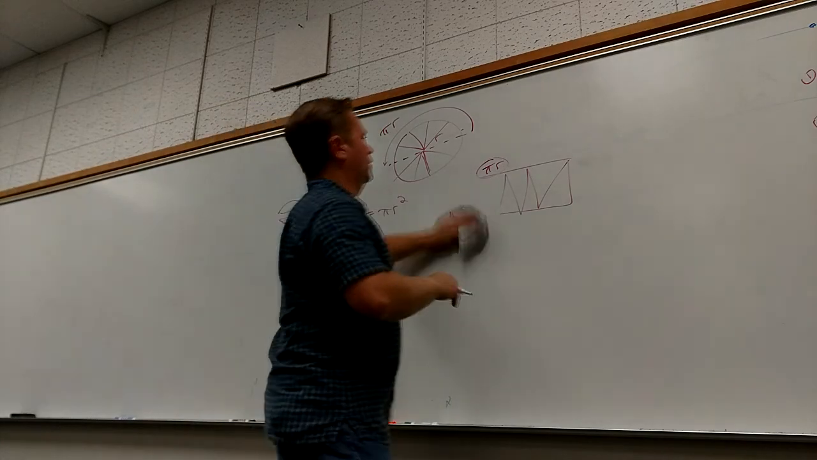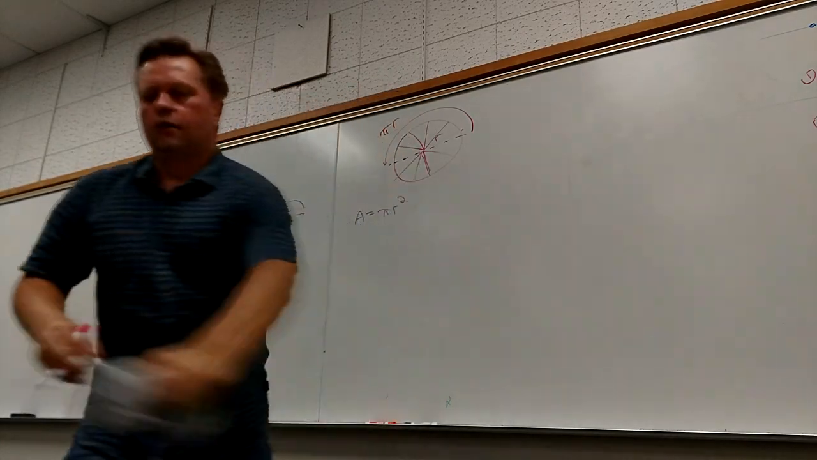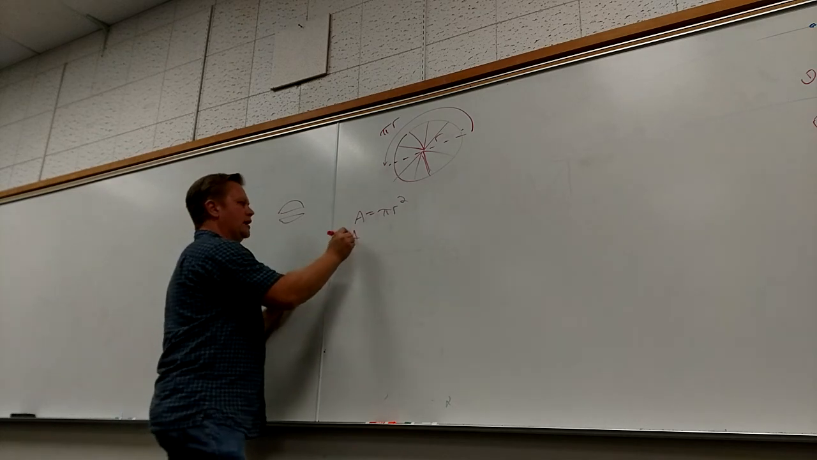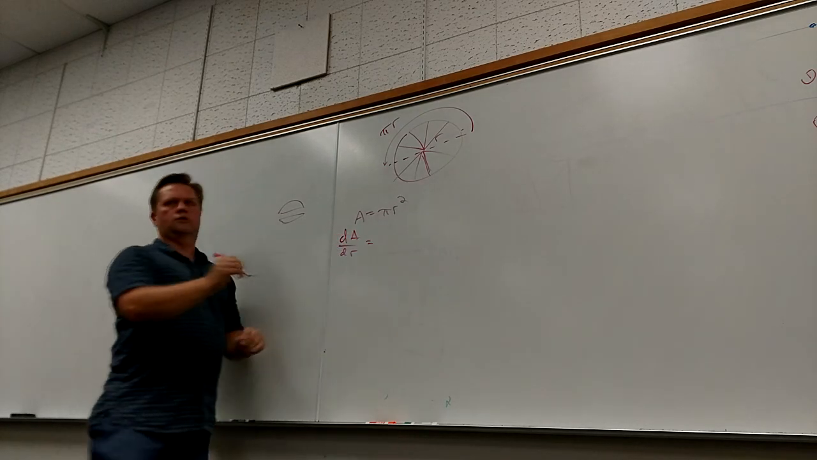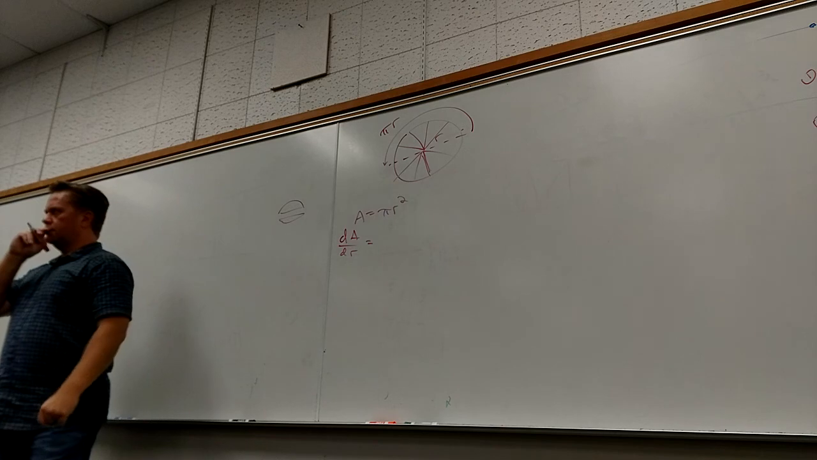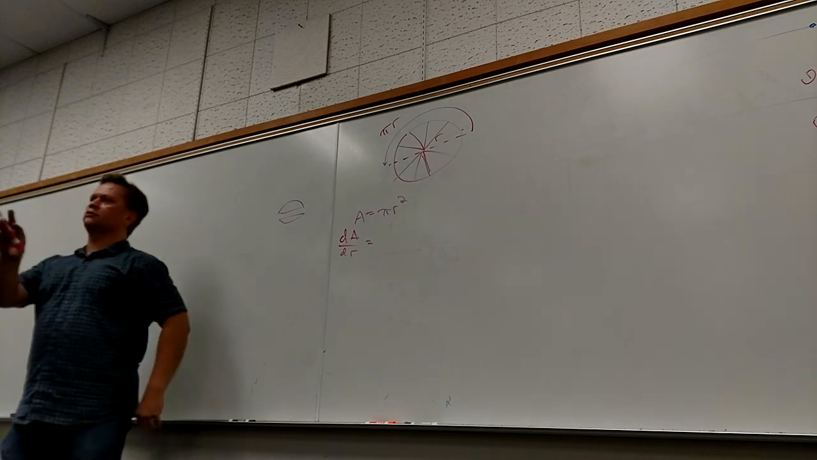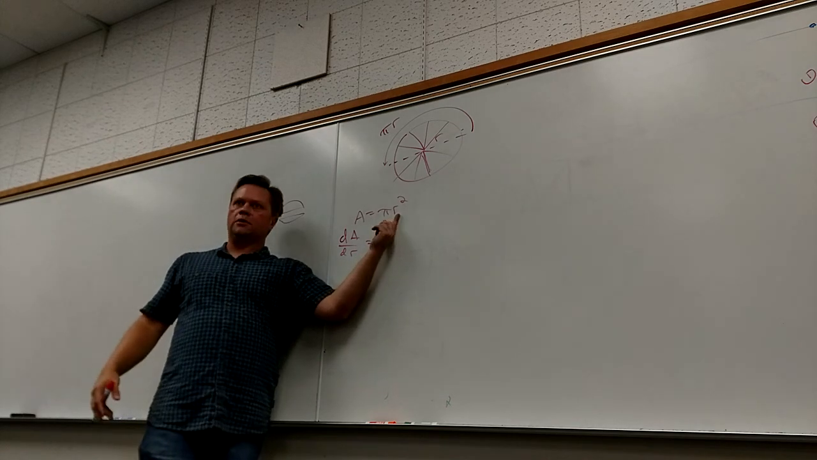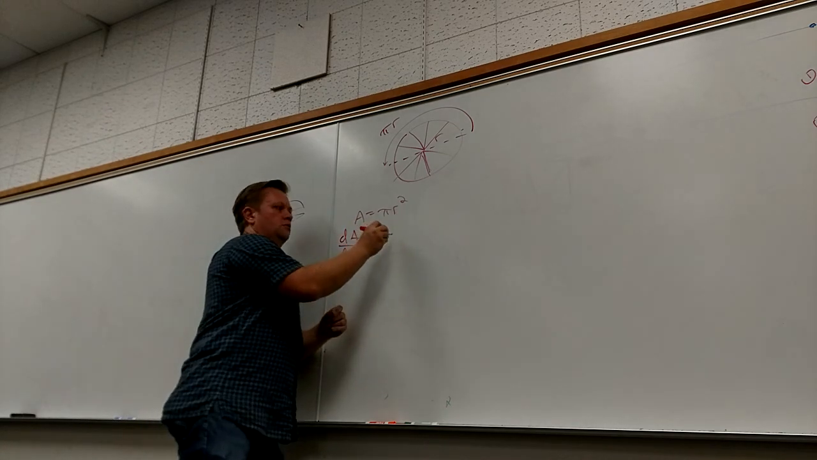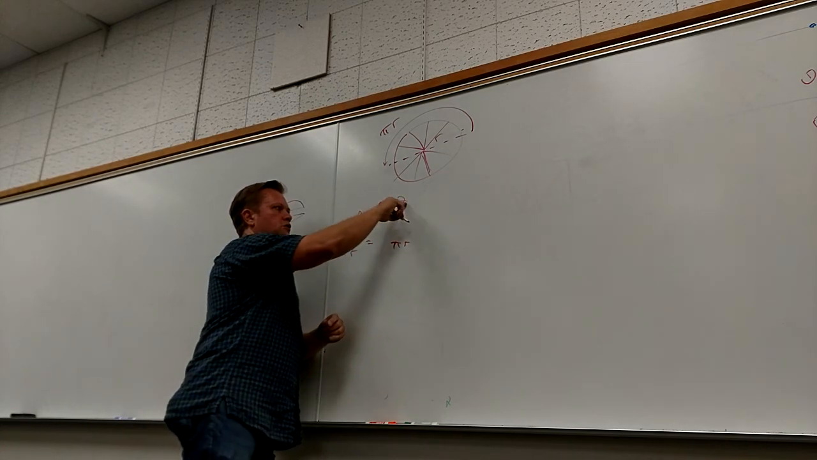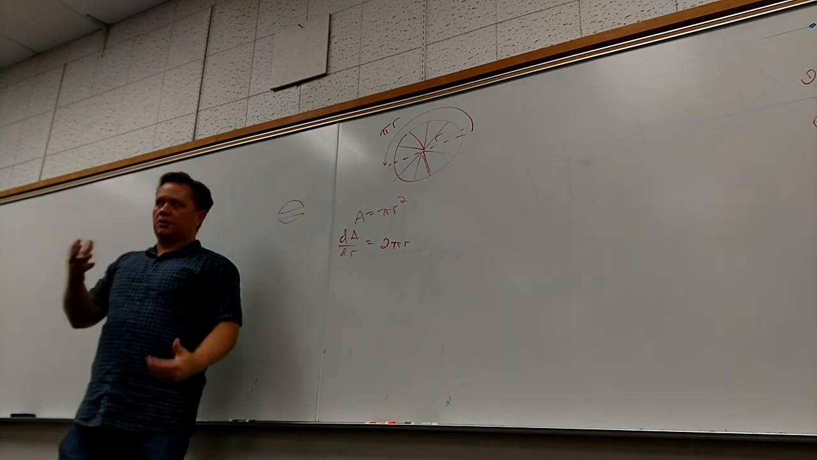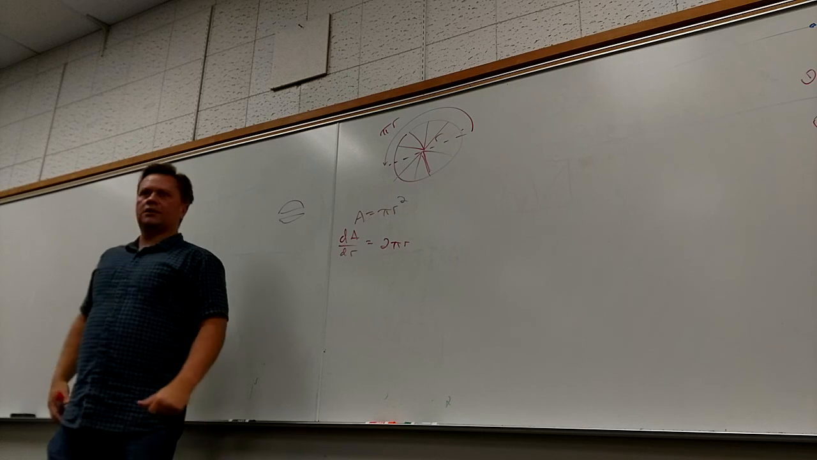All right, let me take that over. Now, what is dA/dr? So what am I taking the derivative with respect to? R, so r is my input here, that makes sense. So it's pi r and the 2. What is that? That's the circumference.